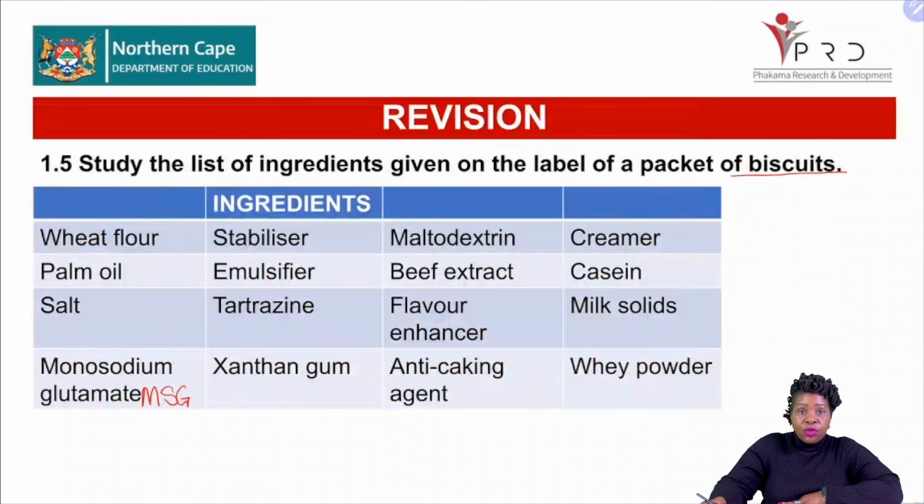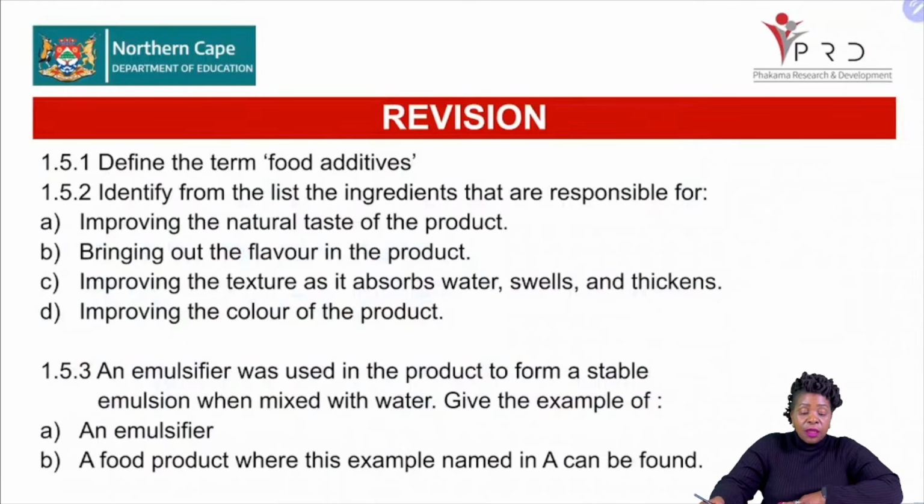Right, let's move on to the questions. So 1.5.1 says, define the term food additives. And 1.5.2 says, identify from the list the ingredients that are responsible for A, improving the natural taste of the product, B, bringing out the flavor in the product, C, improving the texture as it absorbs, swells, and thickens. And D, improving the color of the product.